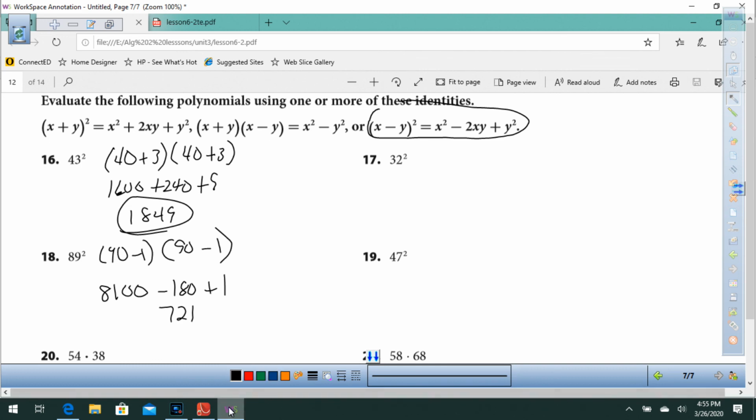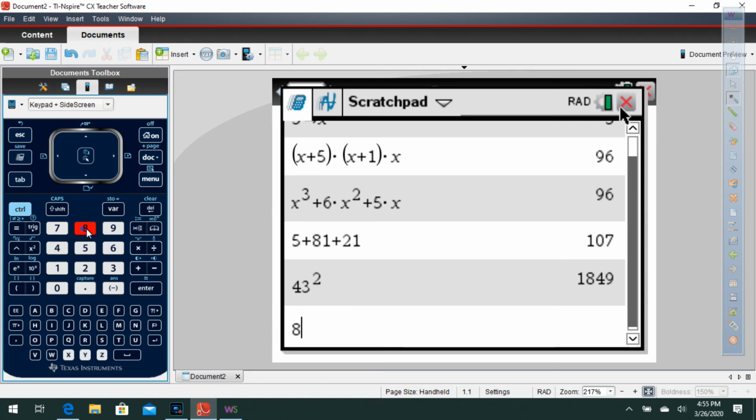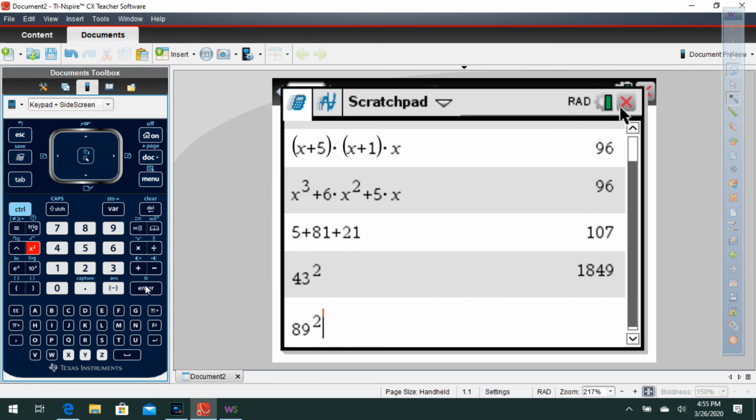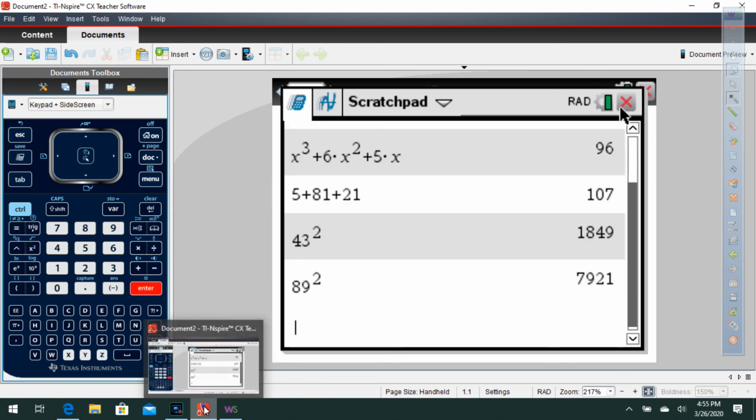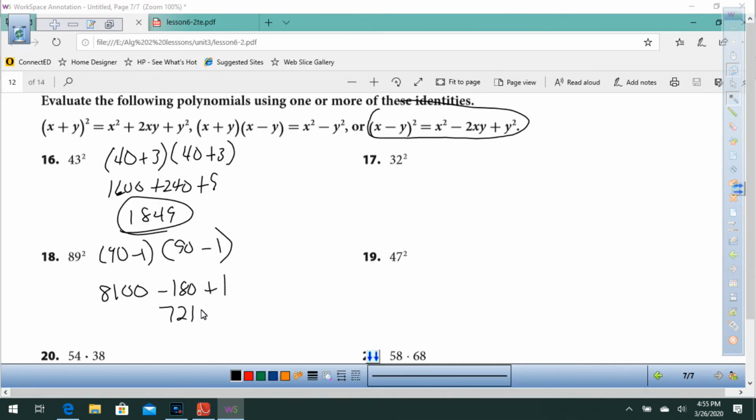I wonder if that worked out. Let's see. 89 squared. 7921. Oh, golly. 7921. Because 8100 minus 100 is 8,000. Or, yeah, 8,000, not 800. Minus 80 would be 7920. Yep, there you go.